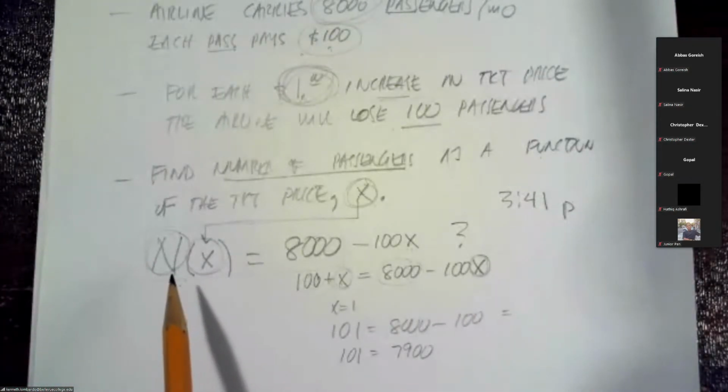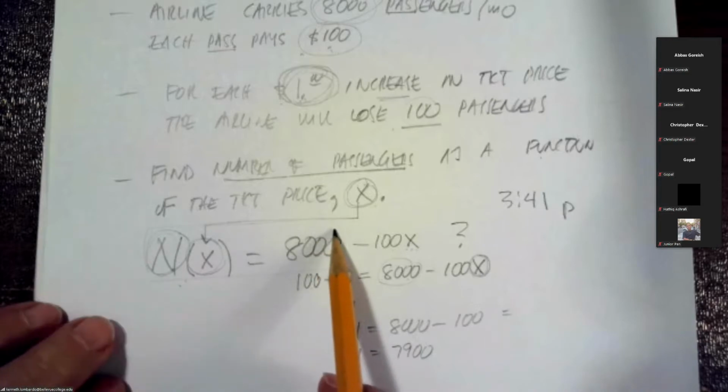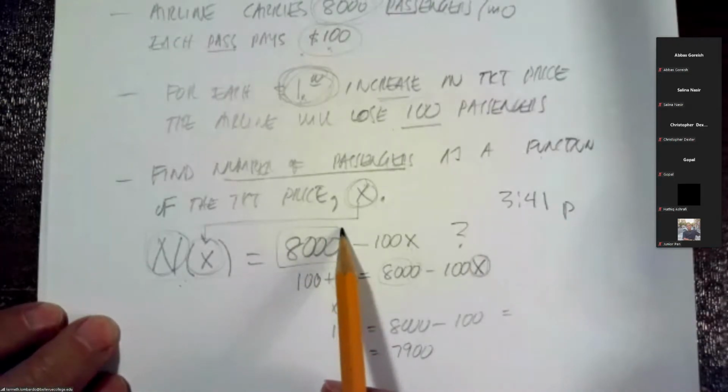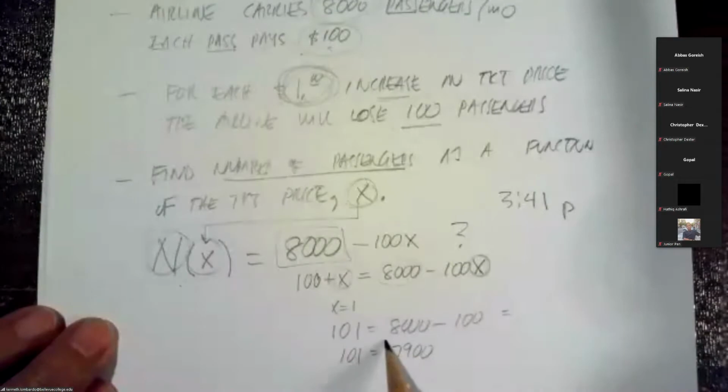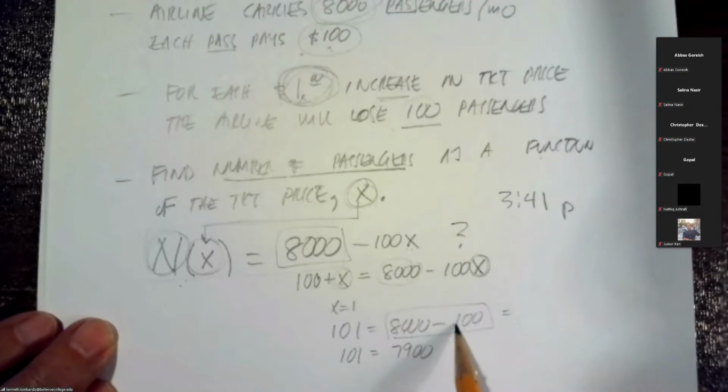We're saying the number of passengers is going to be 8,000. That's what it started out as. But that's going to change. For each dollar increase, it's going to go down by 100 passengers. So this says if we increase by $1, then we'll be down to 7,900.